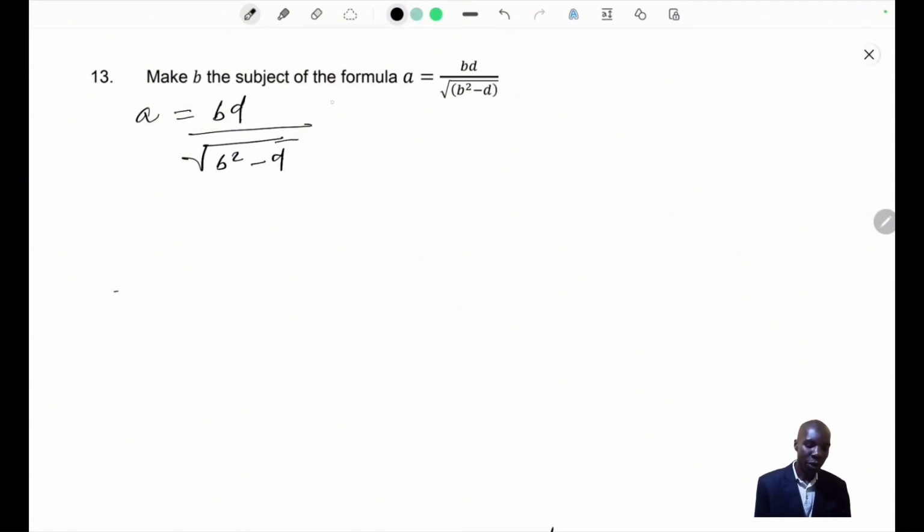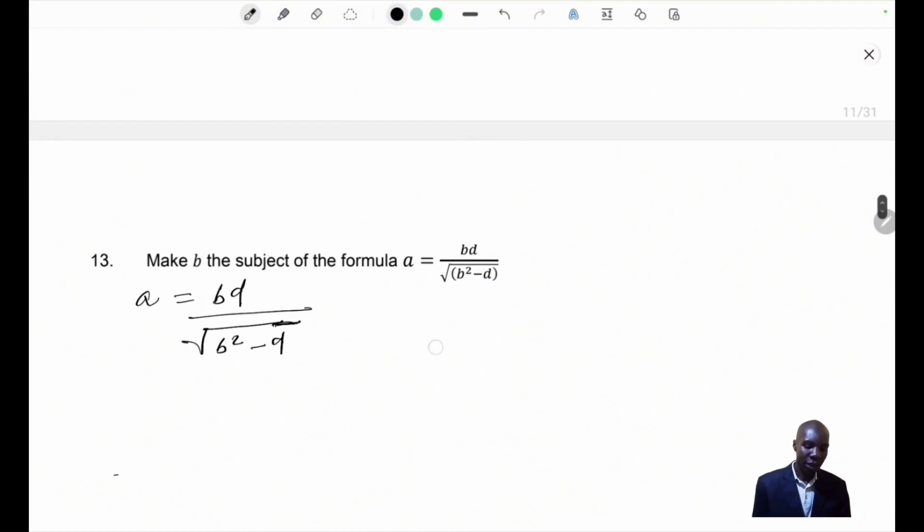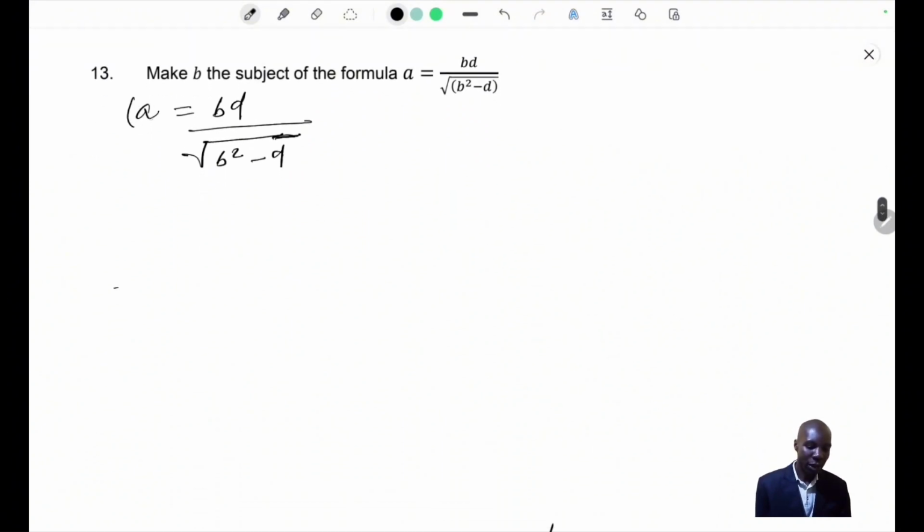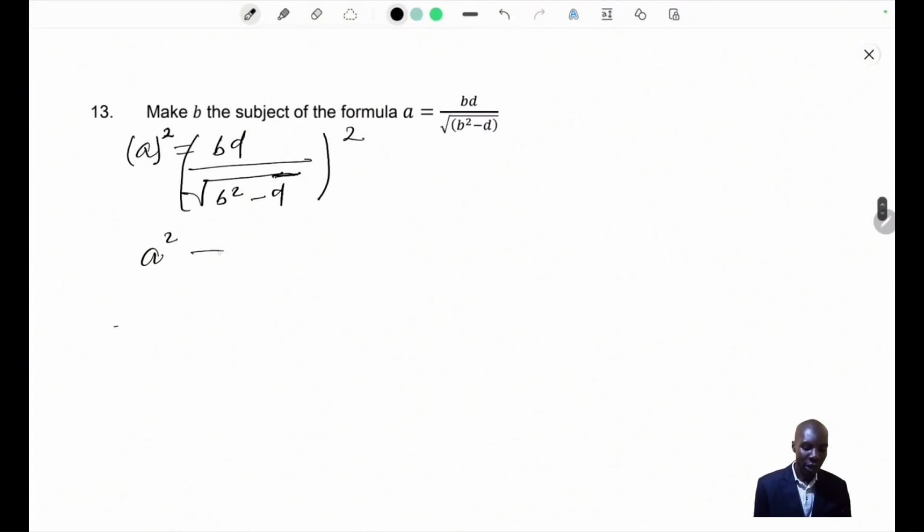From this stage, I can even decide to do away with the square root of the denominator. So I can decide to get the square of both sides. If I do that, then I'll have A squared on the left-hand side equals, on the right-hand side, B squared D squared over B squared minus D. That is what I'll have after I've squared the right-hand side.